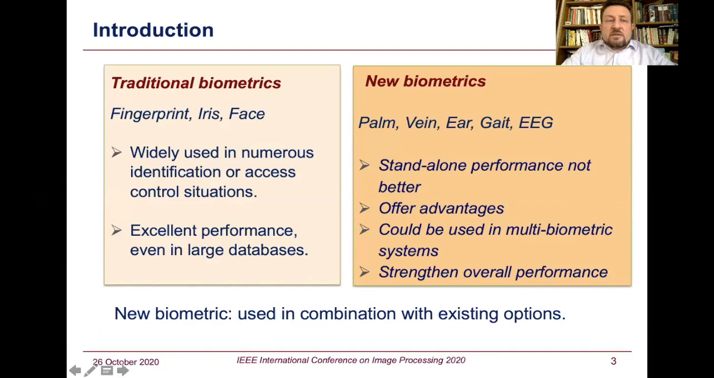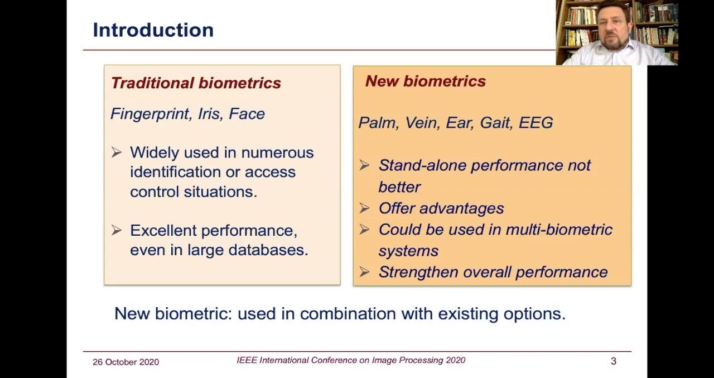Biometrics are usually characteristics that we extract from a human subject in order to identify him in an application. So we use traditional biometrics such as fingerprints, the iris, or the face. Very traditional, very efficient biometrics, with excellent performance in large databases, and they are used in many access control situations. Nonetheless, over the last years, we have the emergence of new biometrics, such as the palm, the vein, the ear, the gait, or EEG.